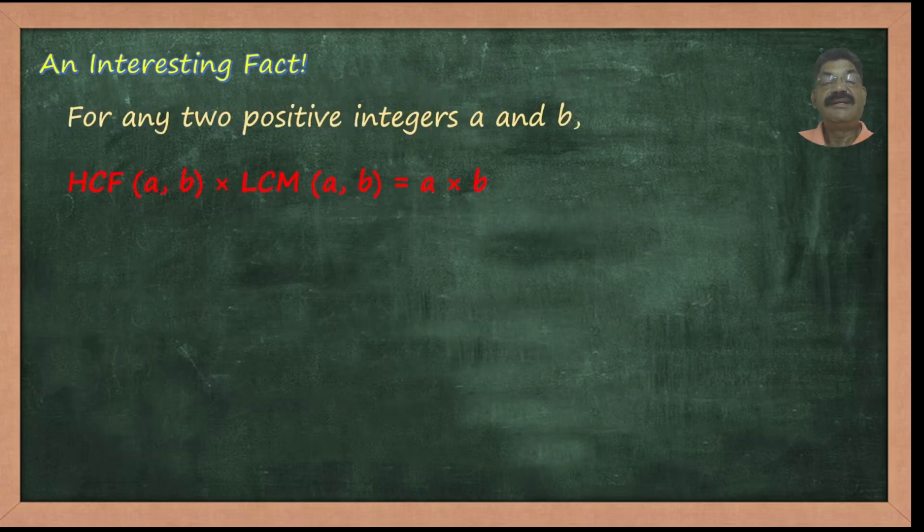Now, an interesting fact. For any two positive integers a and b, the highest common factor of a and b into the least common multiple of a and b is equal to the product of the numbers, that is a into b. So what is the advantage of this result? Suppose you know the highest common factor, without evaluating, you can write the LCM. Or if you know the LCM, without evaluating, you can find the HCF. That is one advantage of this formula.